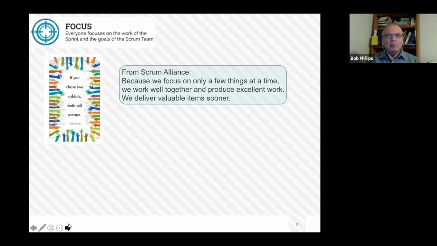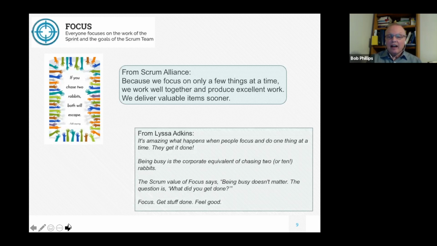And with multitasking, some people say multitasking makes you stupid. I don't have the actual source of where that came from, but that's something that Jeff mentioned when I met him. So the idea is just do one thing at a time and get it done. Then Lisa Atkins, who wrote Coaching Agile Teams, came out with this quote, and that's actually where I got this image from. It's amazing what happens when people focus, things get done.